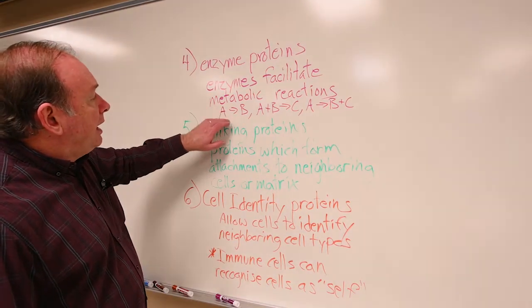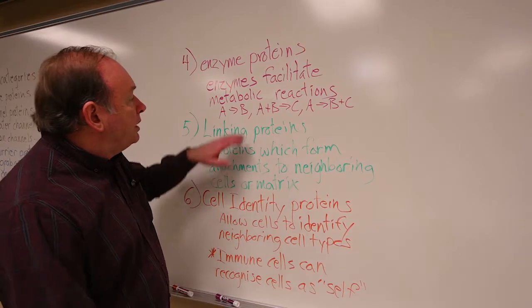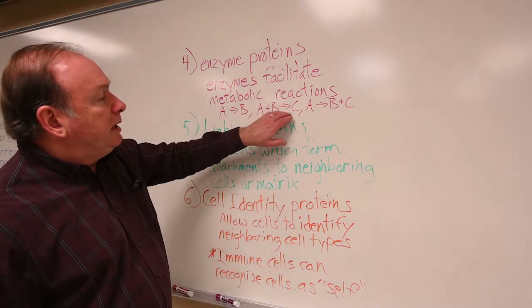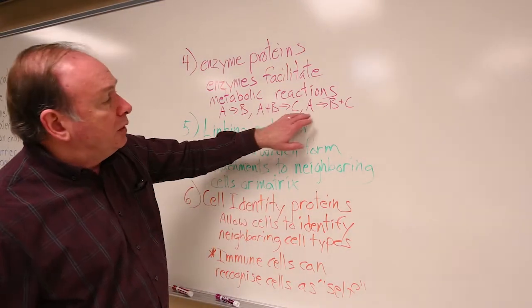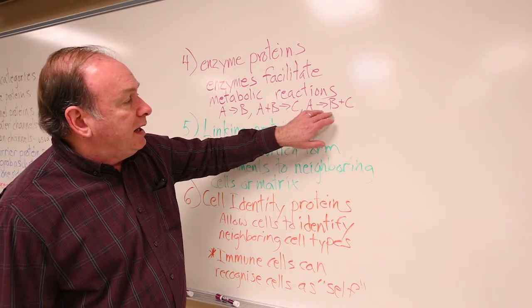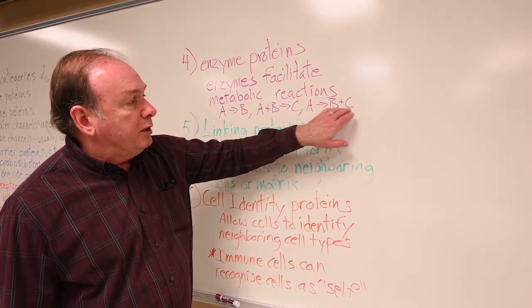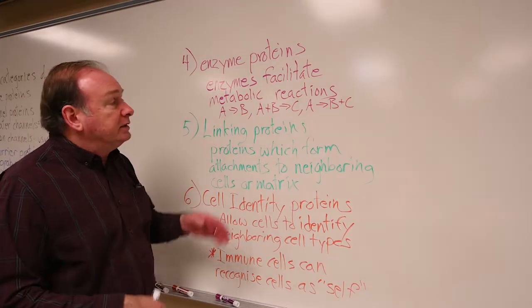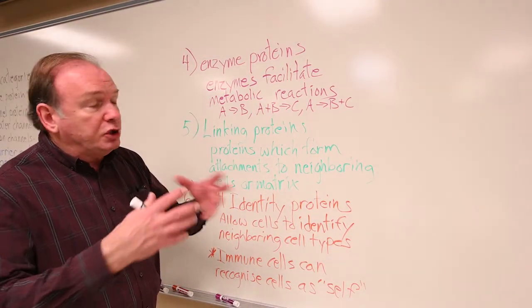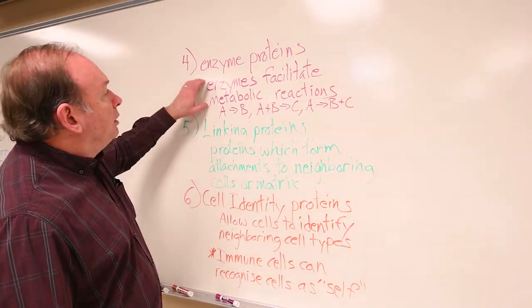So I have here A can become B, just a transformation of a molecule. A plus B can become C, combining molecules, or a substrate can be divided into two parts. A becomes two parts, B and C. So any of these things, these are what we consider metabolic reactions, changes to a substrate molecule.